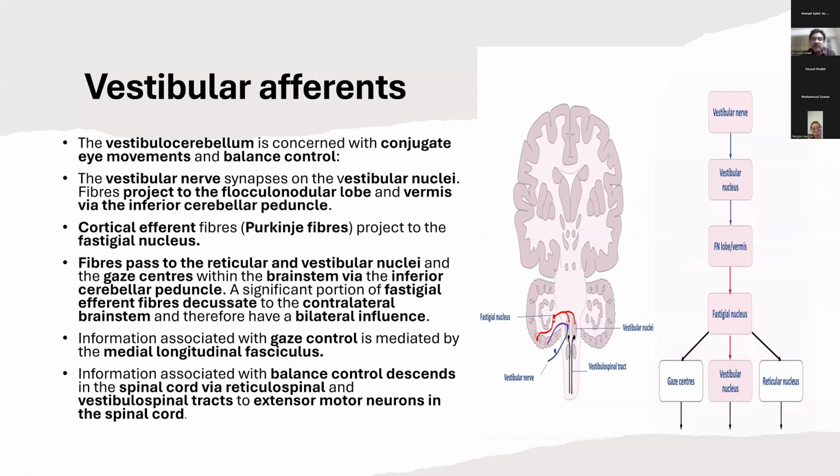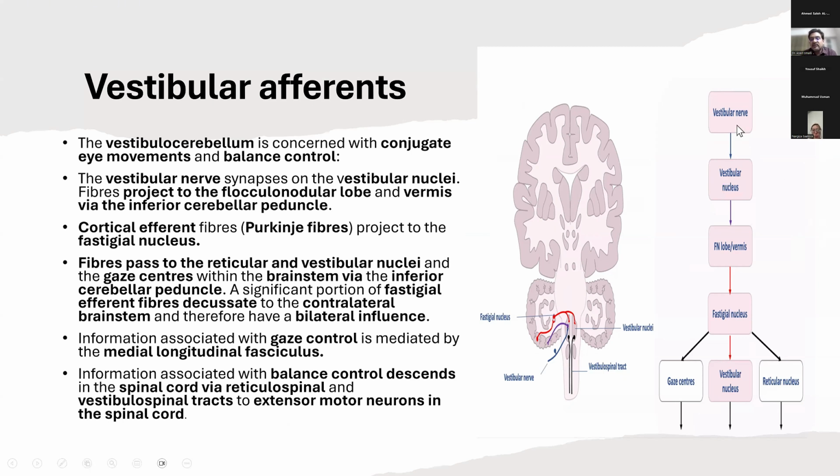So the last one is the vestibular afferent. Again, it is responsible for conjugate eye movement and balance control. This is very, very important because we all know that the cerebellum is the actual thing which is maintaining equilibrium. And equilibrium without having control on eyes and ears is near to impossible. So if someone is having eyes and ears in any organization, it means he is in control. So vestibular afferents are the main ones which are giving control to the body.